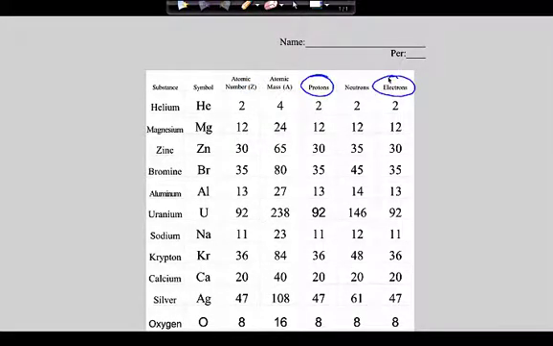So guys, when we graded the homework, we didn't grade these two columns. How come? Because they are the same as the atomic number. So now let's talk about why. Why is the number of protons the same as the atomic number? Because that's what it's defined as. The atomic number is the number of protons.